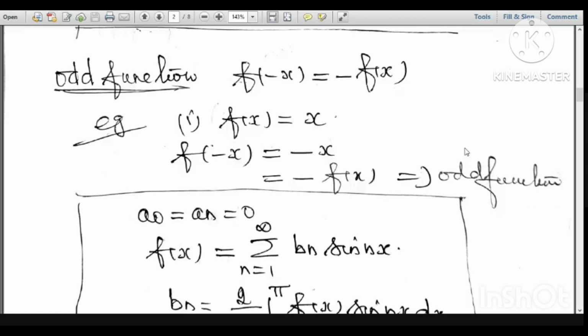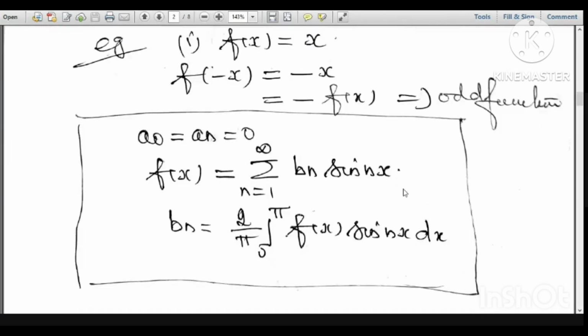If a function is an odd function, directly we can write a naught and a n are equal to 0, because in the full range Fourier series there will be a naught, a n, and b n. So three Fourier constants, and here two Fourier constants will be 0. So you only have to find one constant, b n. So f of x is equal to summation n equal to 1 to infinity b n sin nx. What is b n? b n is equal to 2 divided by pi integral over 0 to pi f of x sin nx dx.